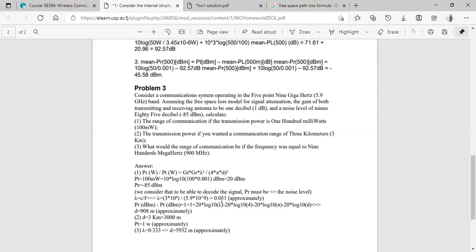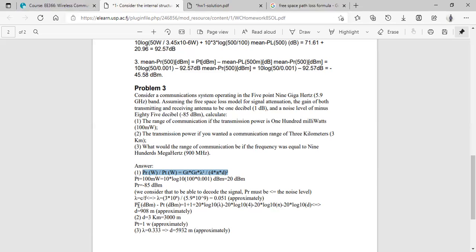So our lambda is basically equivalent to 0.051 meters, right? Now converting this formula using the logarithmic rules, this whole formula will simplify down to PR in dBm, so all the values will be in dBm. Remember, if we take 10 log on both sides and use the logarithmic properties to simplify this, we'll get this particular formula, right?